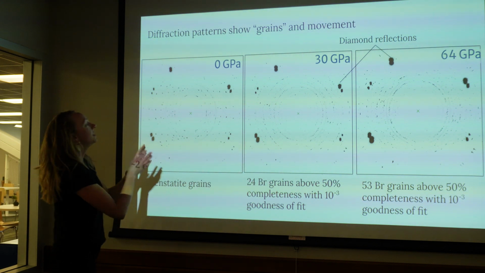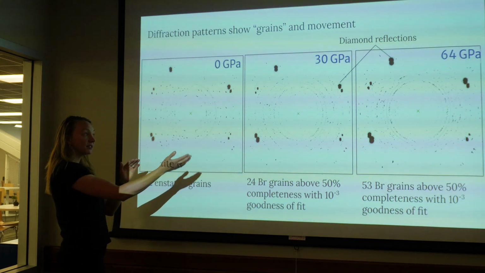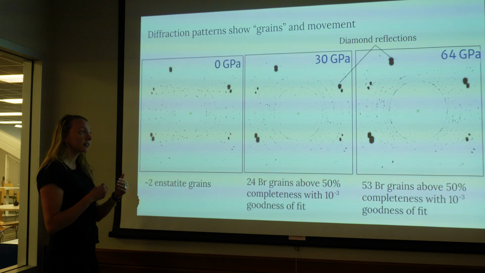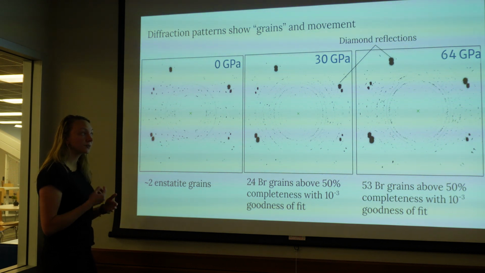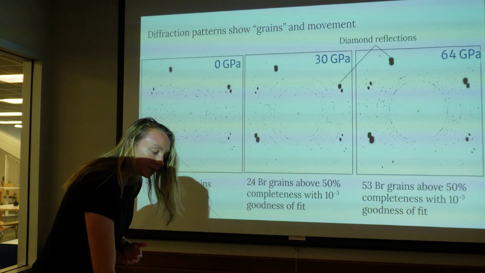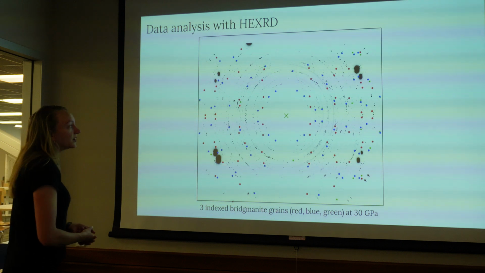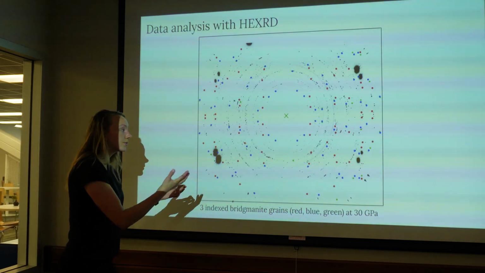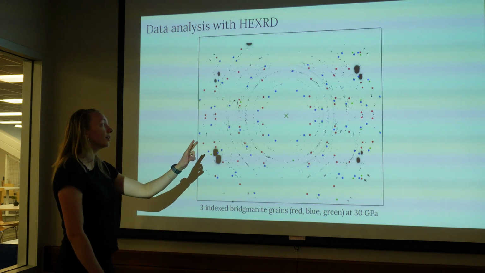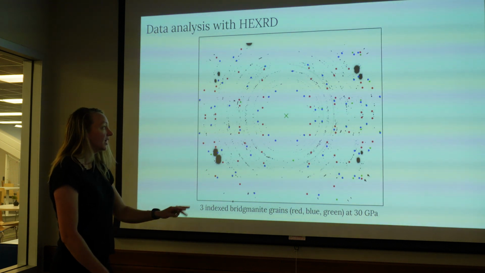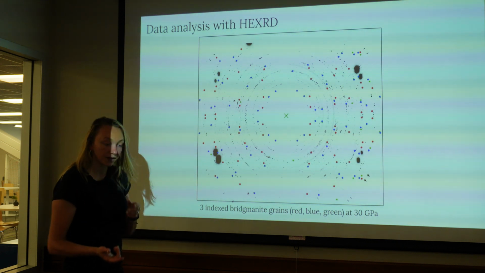As you can see, the spots on each of these diffraction patterns look a little bit different, and those spots are telling us how those grains are moving around and how they're behaving as we continue to stress them out. So basically, I take those spots and I assign them a grain. And here I've assigned 3 grains, just for example, onto a diffraction pattern. One grain is blue, one grain is red, and one grain is green. And I track these grains as we increase pressure to see how these grains move.